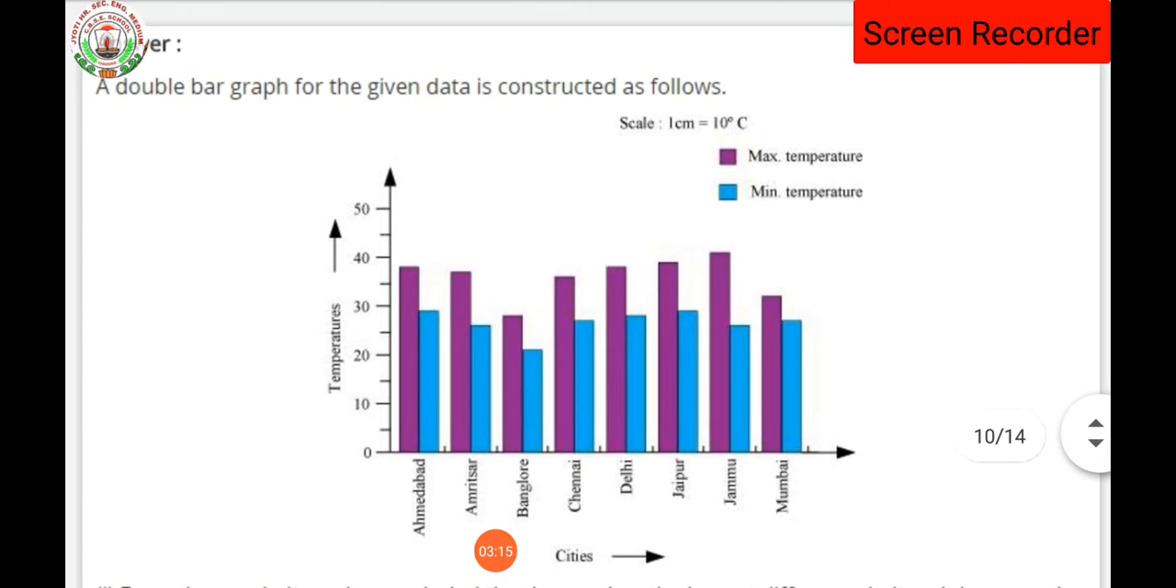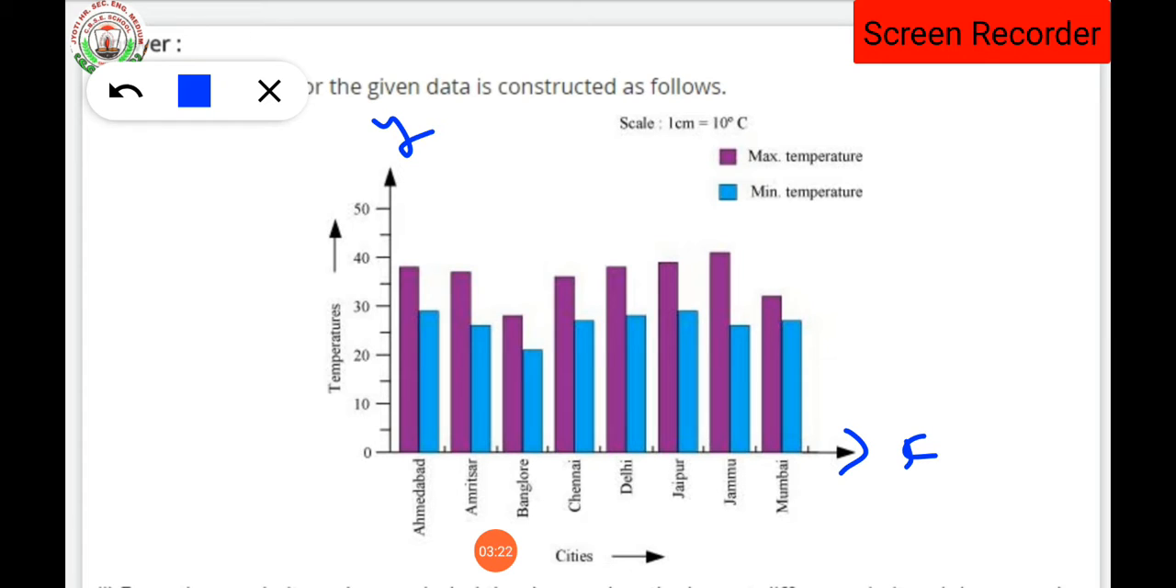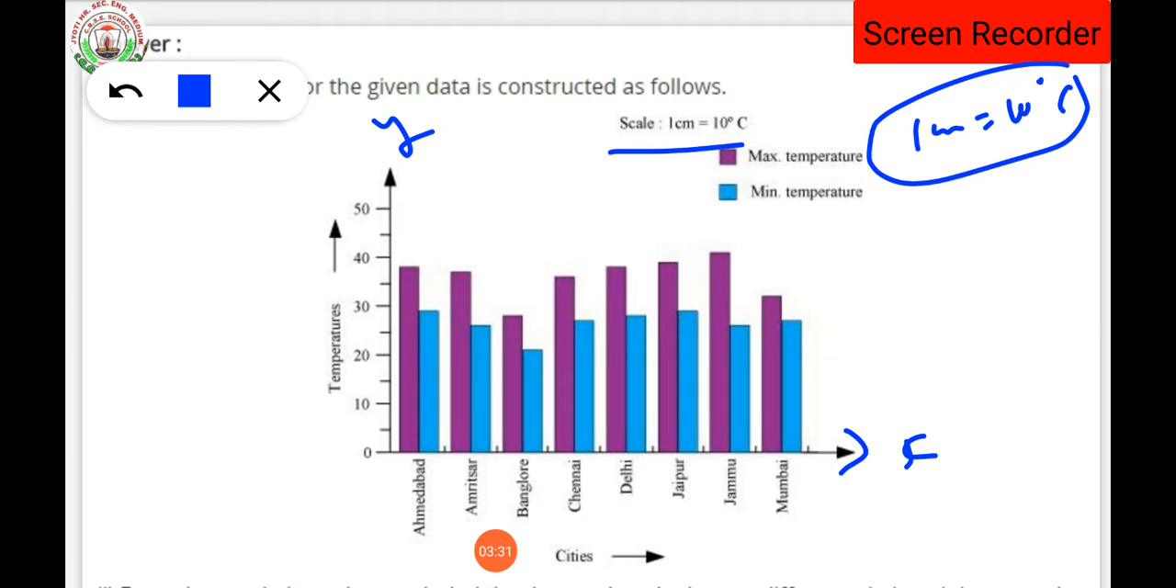Okay, a graph is being given on the screen. This one is the y-axis, this one is the x-axis. A scale is taken as 1 centimeter is equal to how much? That is 10. 1 centimeter is equal to 10 degrees Celsius temperature. We will take it as a scale. Okay, the name of the city is written on the x-axis side while the temperature is written on the y-axis side.